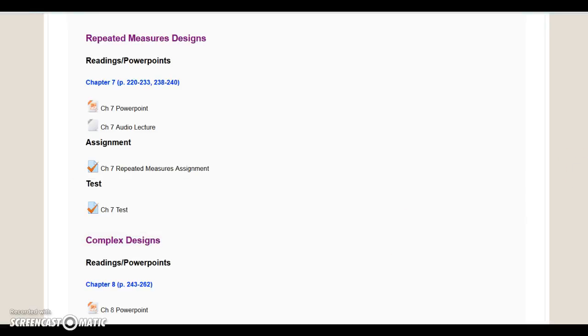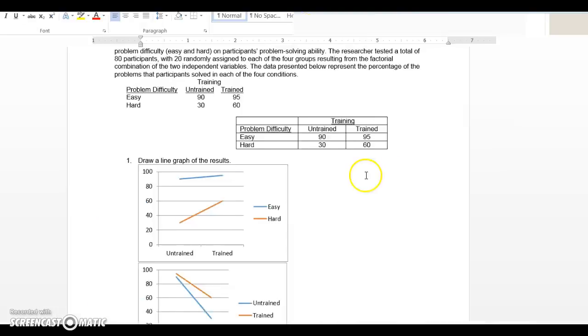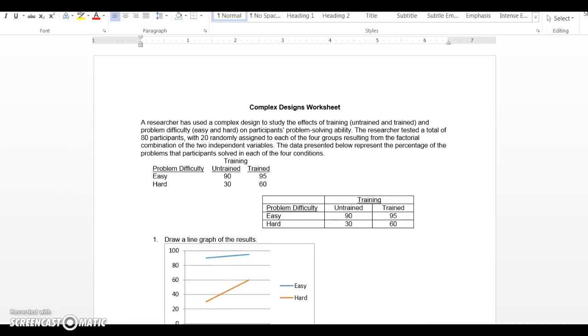For complex designs, there were a number of points of confusion, so I thought it might be helpful to go over an example. So I was going to go over a few points from your complex designs worksheet. The main effects are the effect of one variable while ignoring the other. So if you're talking about the main effect of problem difficulty, you shouldn't talk anything about training in your response. So if we're looking at the main effect of problem difficulty, we would look at the average means for easy and the average means for hard, and just compare those.